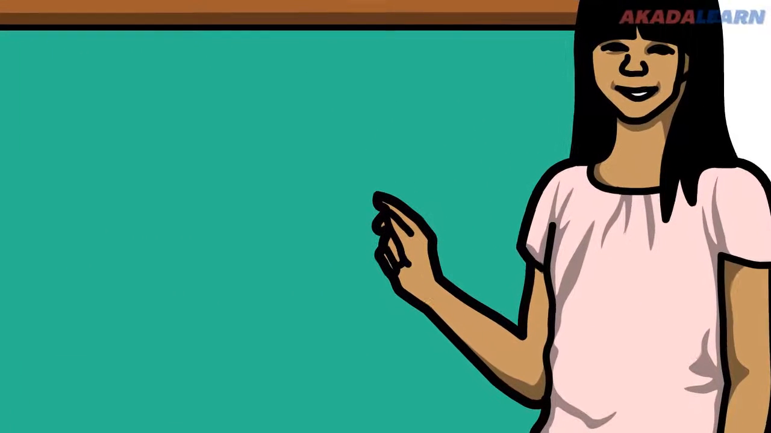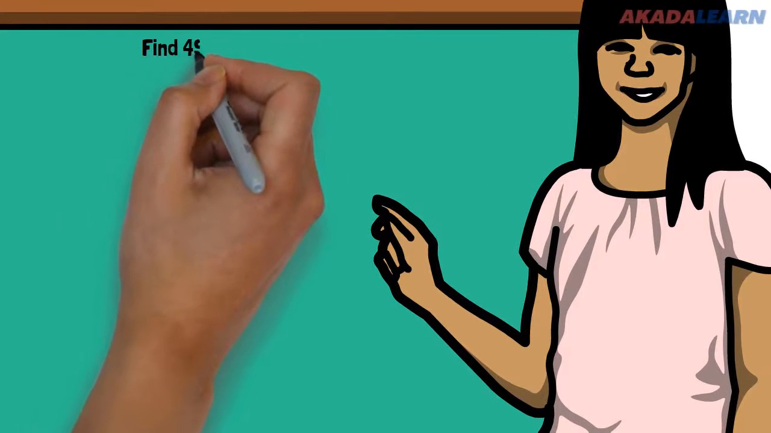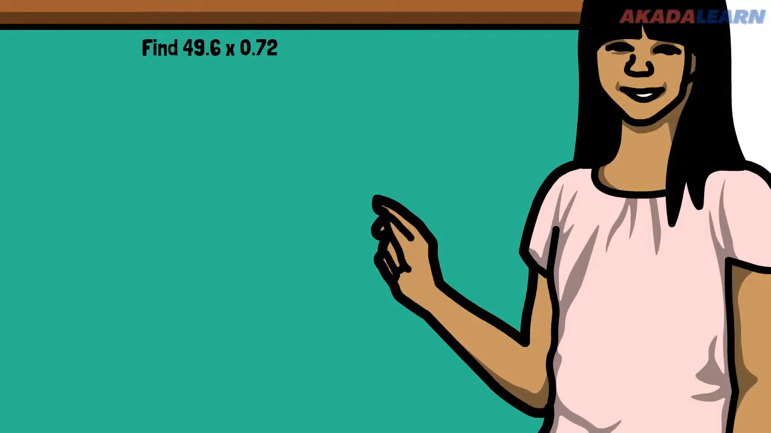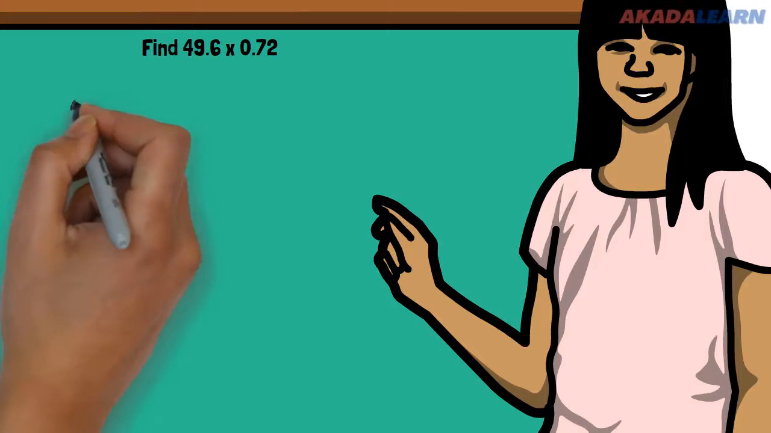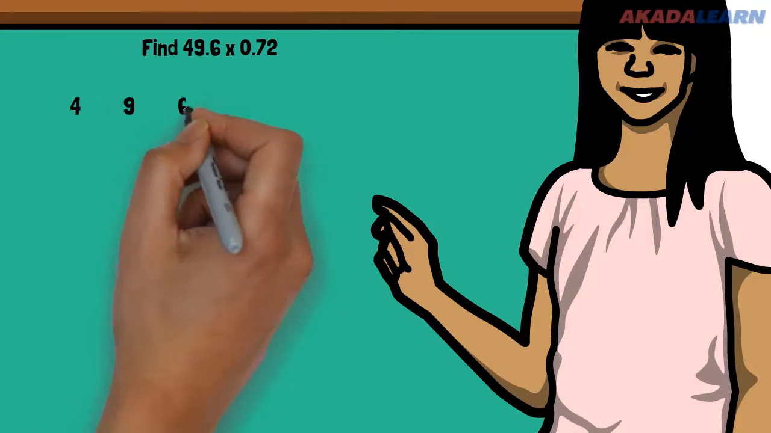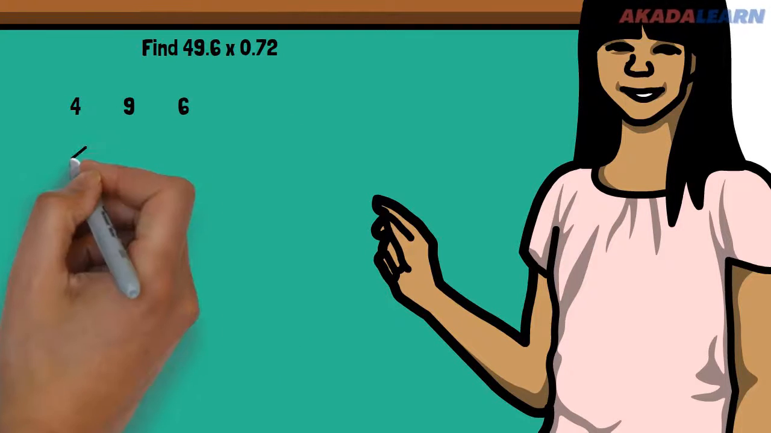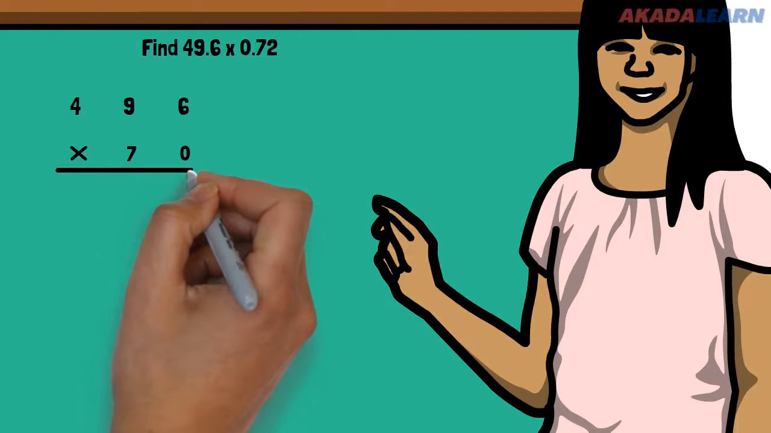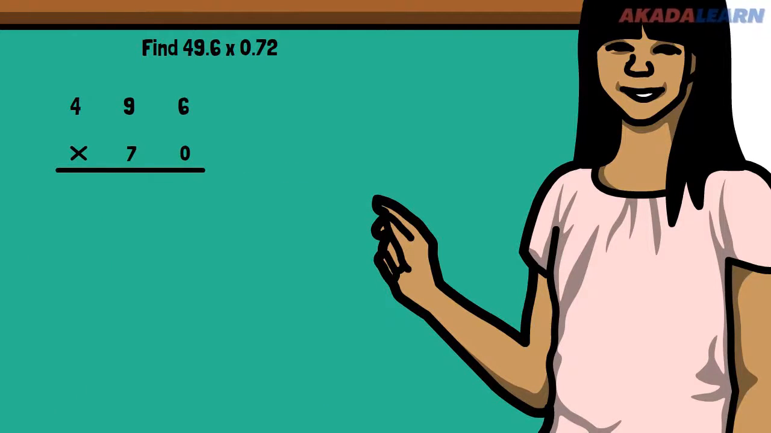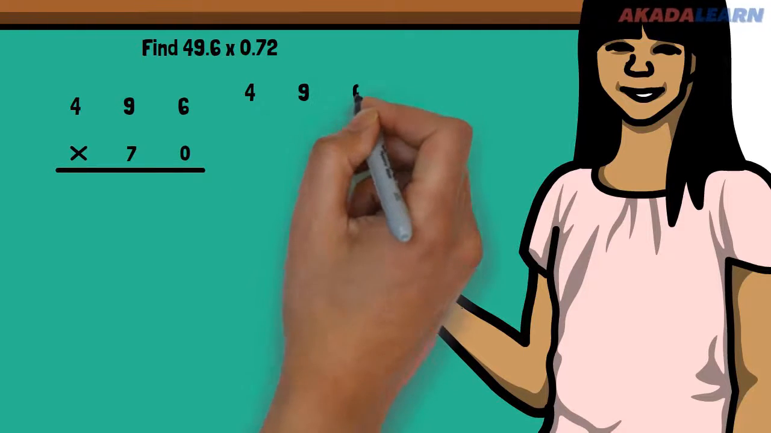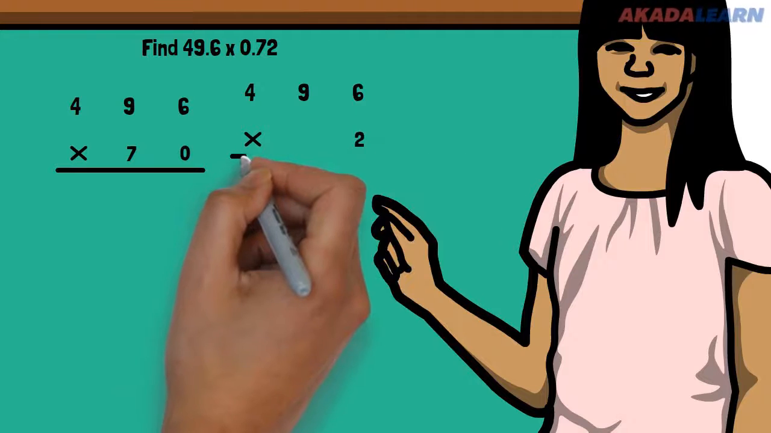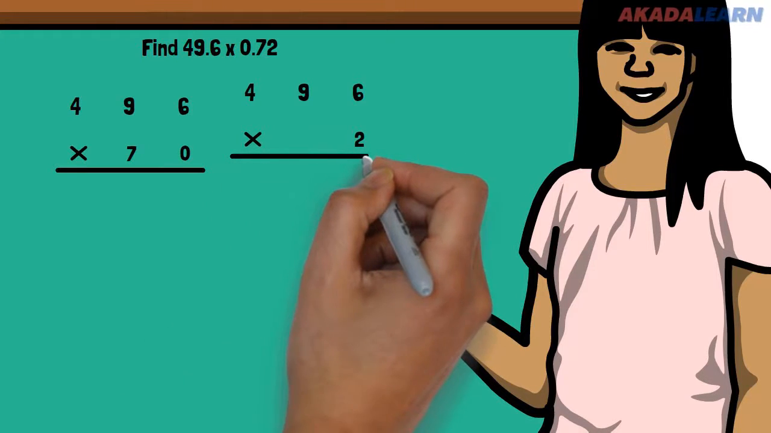So let's look at this question. Find 49.6 times 0.72. So let's remove the decimal point first. That's what we'll do with this method. So that's 496, but not times 72, but times 70. We'll separate it. We'll first multiply 70 first, then 2. So I separated 70 and 2. So 496 times 2. So we are going to do this separately.